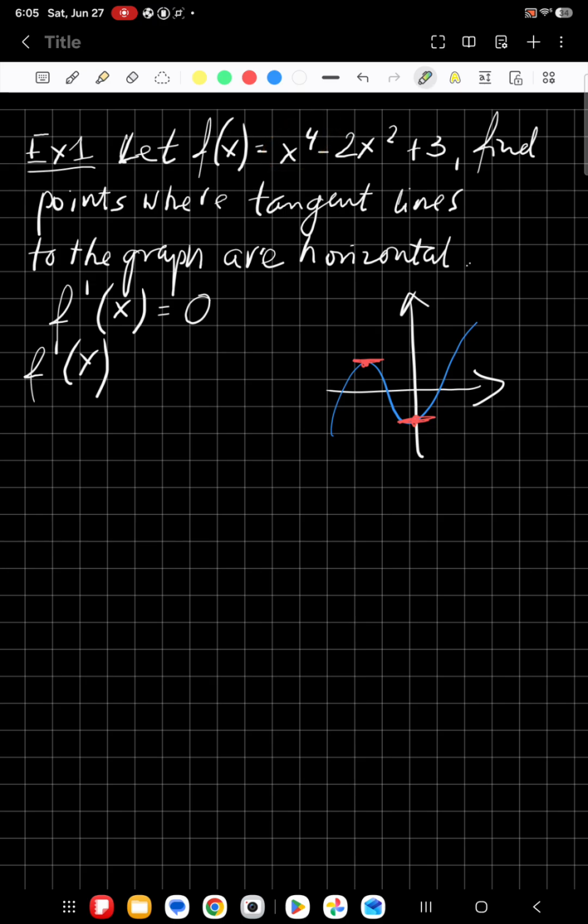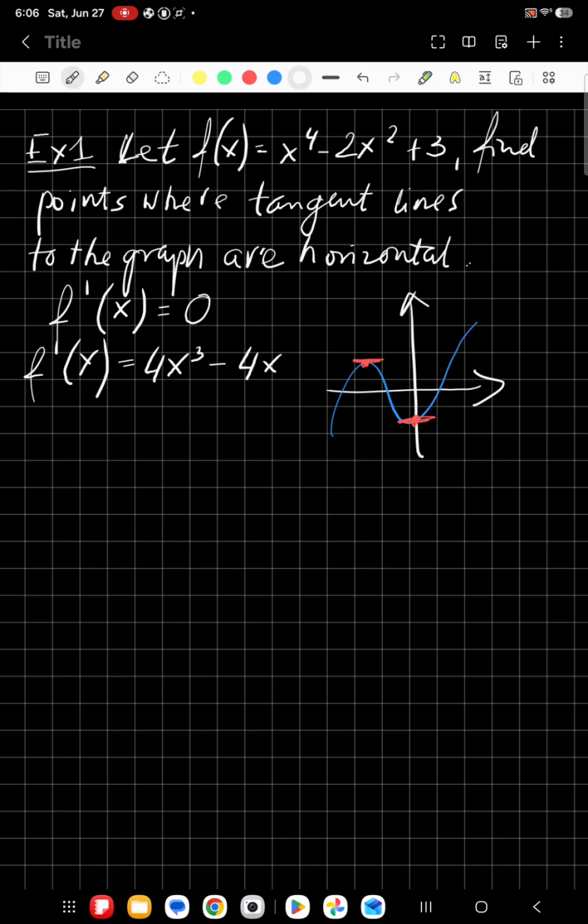So the derivative of x to the fourth will be 4x cubed, right? And then minus, so now I'm taking the derivative of this, that is 4x. And then lastly, the derivative of 3 is just 0.